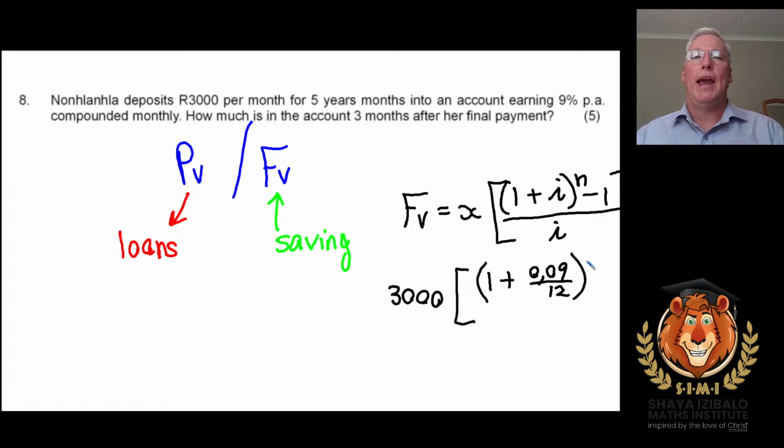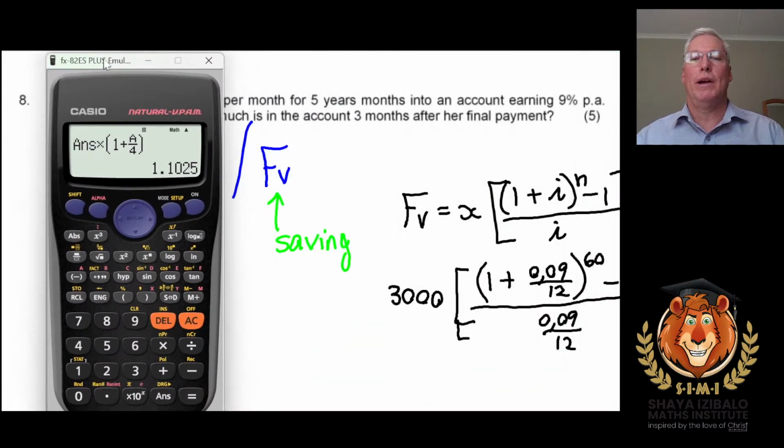because it's compounded monthly. And she's going to do this for 5 years. Now, 5 years will be 60 payments. N is the number of payments. All right. And so on the bottom here, we get 0,09 over 12. And let's just work out what all of that comes to. All right, it comes to 3,000.